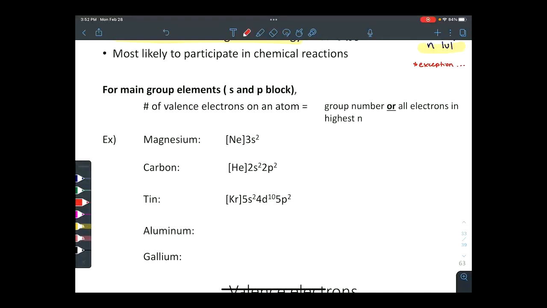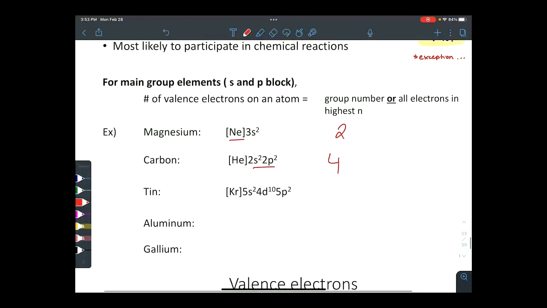So magnesium here, that's your electron configuration for magnesium. How many highest level electrons are there? 2. There's just 2. What group is magnesium in? 2A. Okay, let's do the next one. Carbon, how many highest energy electrons are there? 4. What group is carbon in? 4A. Right?